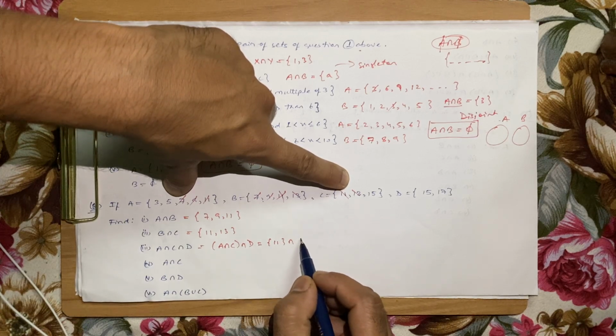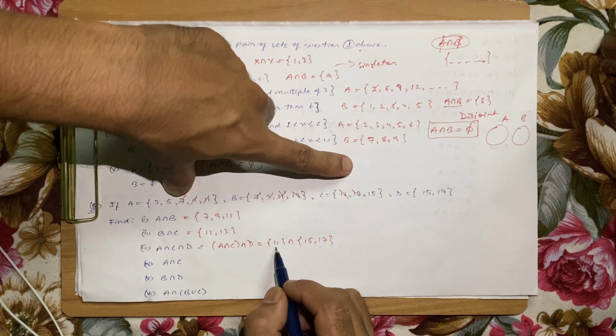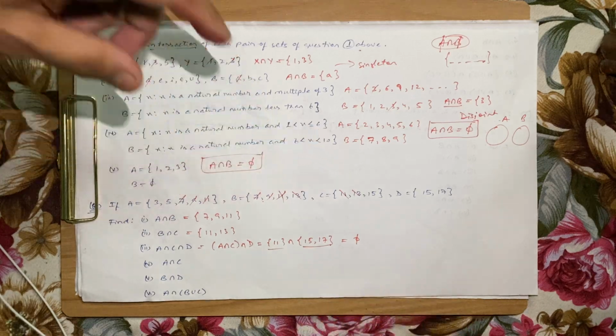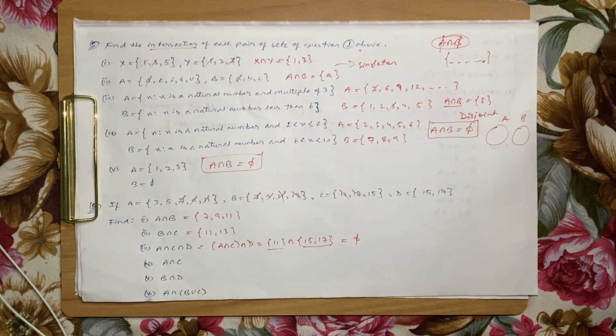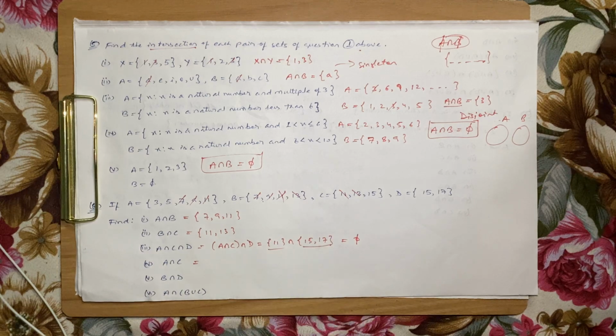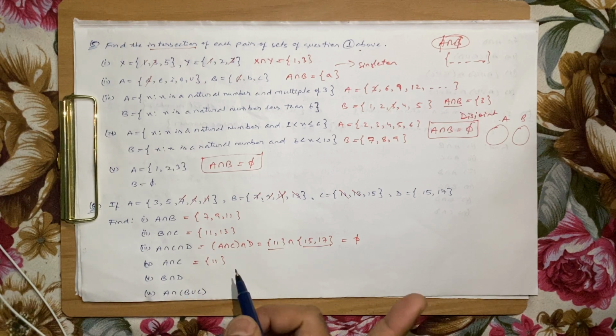And then intersection I need to do with D, that is 15 and 17. So is there anything common between this set and this set? No. So this will be what? Null set. There is no element here, that's why it's a null set. Now A intersection C, simple, right? 11 is the only common element between A and C. So this will be 11. Okay, singleton set, just one element.